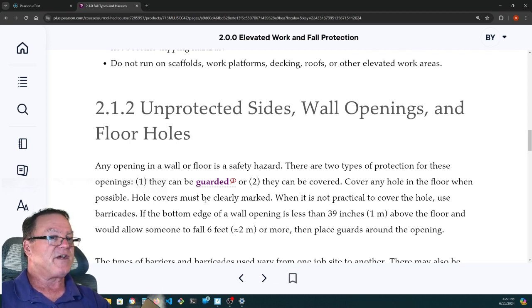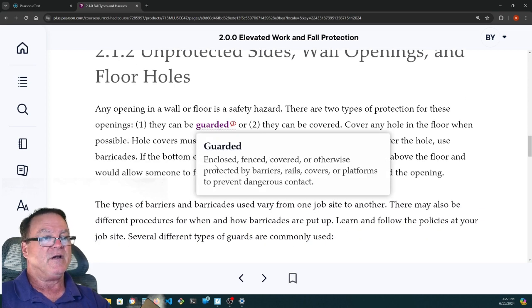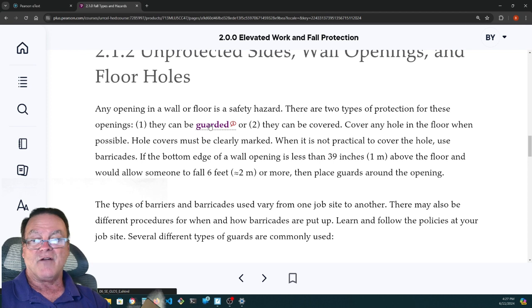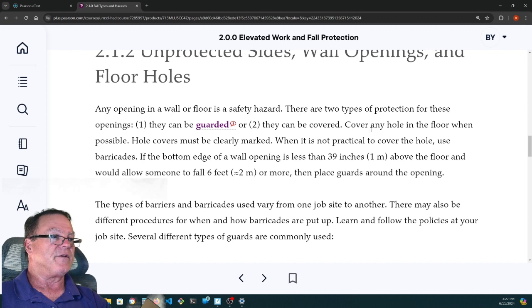There are two types of protection for these openings. They can be guarded, enclosed, fenced, covered, or otherwise protected by barriers, rails, covers, or platforms to prevent dangerous contact. So you can cover them with a sheet of not less than 3/4 inch plywood nailed down to the form so that it can't be moved. And then you write on it with spray paint, caution, hole. Or two, they can be covered. There you go, there's the cover.